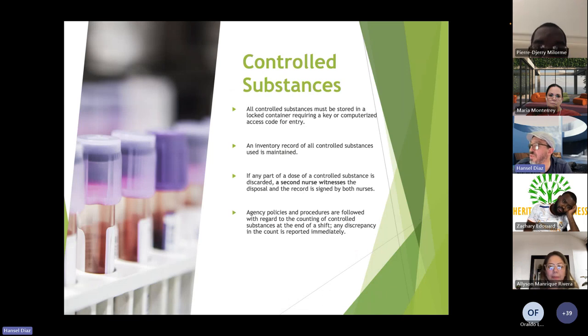All controlled substances must be stored in a locked container requiring a key or a computerized access code for entry. This is lose your license. Believe me, you're going to give 50 of fentanyl and your vial has 100. You're going to have to put your name, your fingerprint, get the fentanyl out, and make sure somebody sees you getting rid of the rest of the fentanyl. Enter your name. Somebody's going to have to come and enter their name, both of you, for the fingerprints. And you're going to tell everybody two people are witnessing and getting rid of this fentanyl, right?